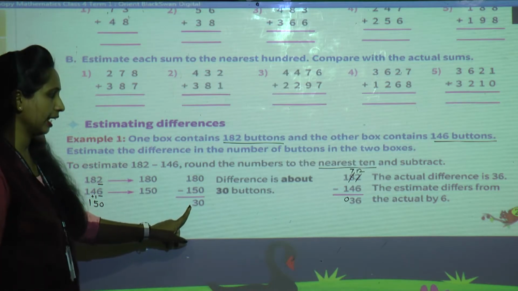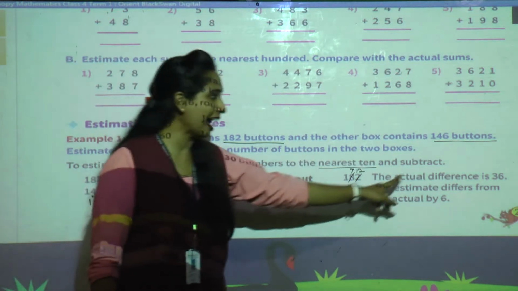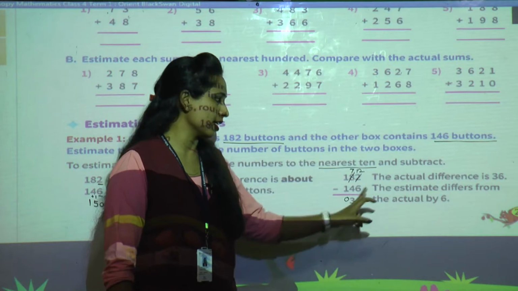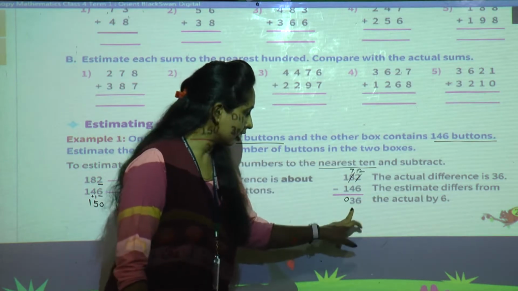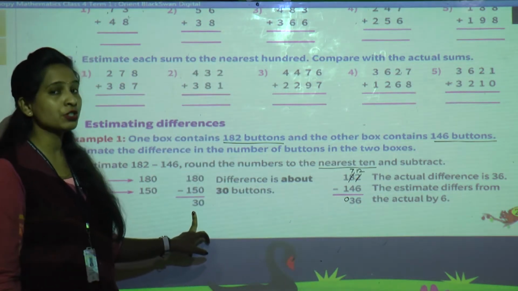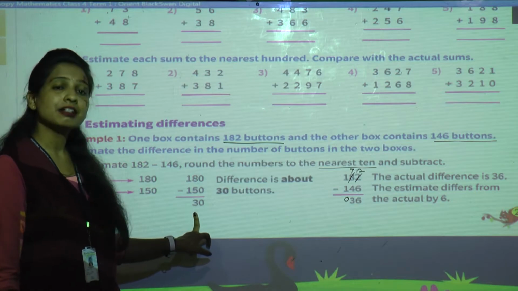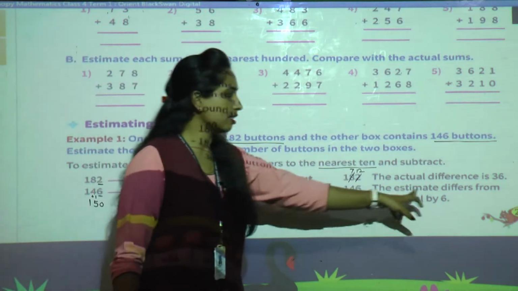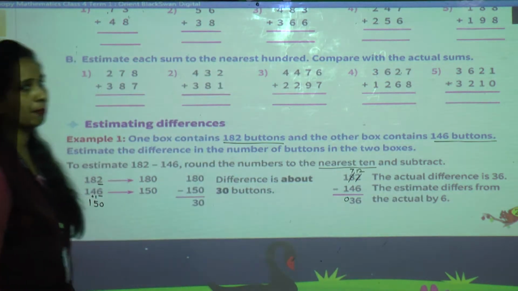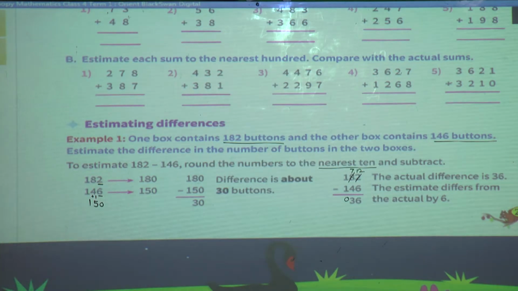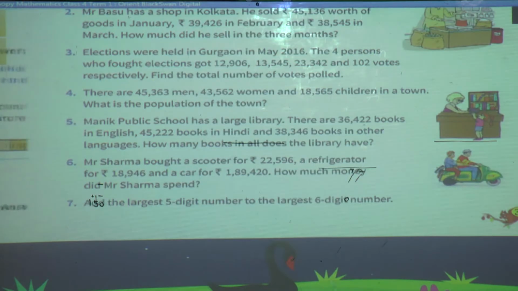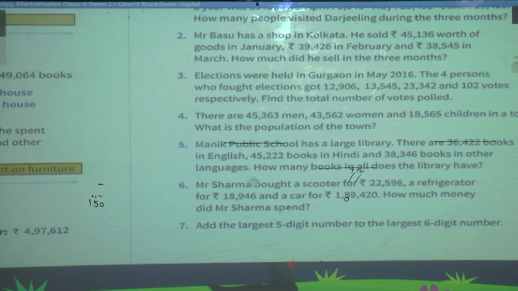Here the estimated difference came 30 and the actual difference is 36. So see 36 and 30. How much difference is there? By 6. So the estimate differs from the actual by 6. Got it? Clear till here? Understood everyone? Now we will start solving our exercise.